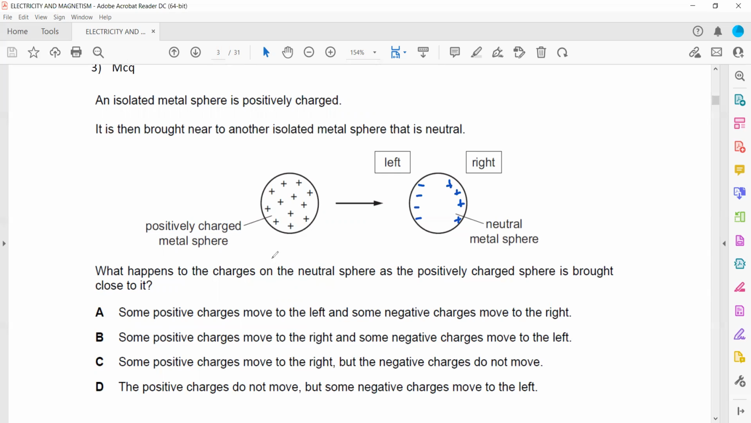Remember, the positive charges never move, because of their size. So it cannot be A, B, or C, because in those some positive charges move. D is the correct answer: the positive charges do not move, but some of the negative charges are attracted towards the left hand side. So it creates a distribution of charge, with one side positive and the other side negative.